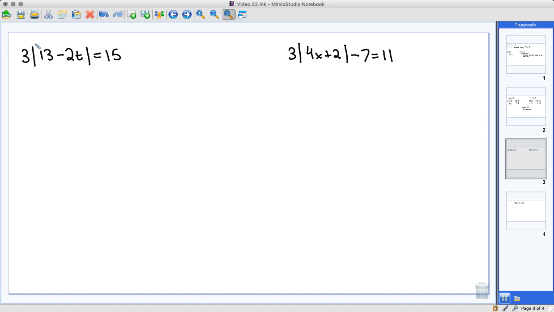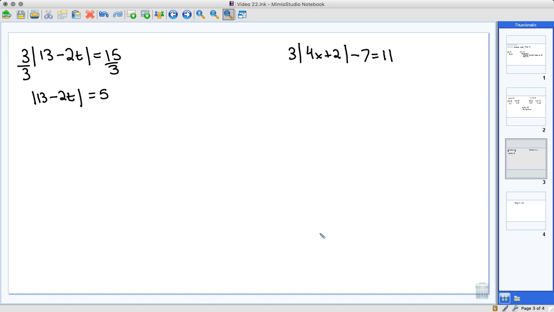So for this first one, we need to get rid of the 3. Most people would think distribute. Distribute the 3 through, we're good. We don't want to actually do that. What we want to do is actually divide by 3 on both sides, because absolute value bars are not the same thing as parentheses, where we can just distribute through them. So then I have absolute value of 13 minus 2t is equal to 5.